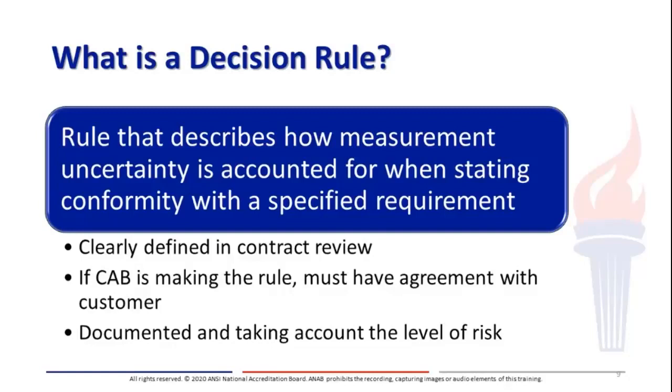If the CAB is making the rule, there has to be an agreement with the customer, and that rule can be associated with some sort of standard. It can be associated with a business decision that the CAB made, and whatever that rule is that the CAB is coming up with, the customer has to understand it and agree upon it. And as part of anything else within the scope of work, it has to be documented and taken into account the level of risk.